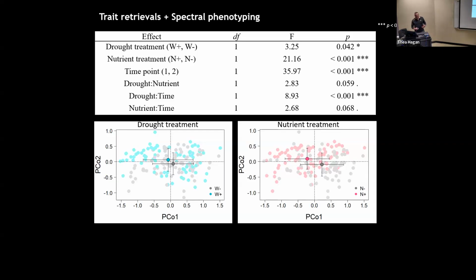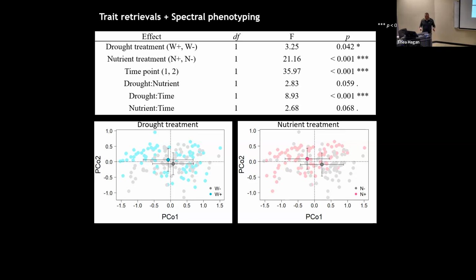If we go into this idea of spectral phenotyping, if we move into asking whether spectral data separate, is there variation in the spectral data? We can use that too. So here are two really brief examples, a drought treatment and a nutrient treatment. There is a lot of overlap, but you can see that the spectral data do separate.